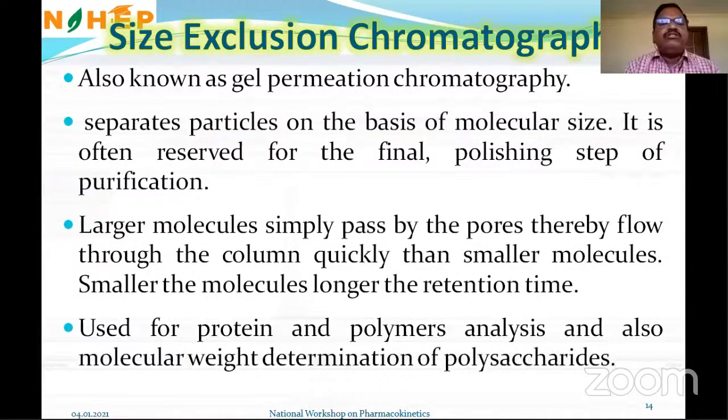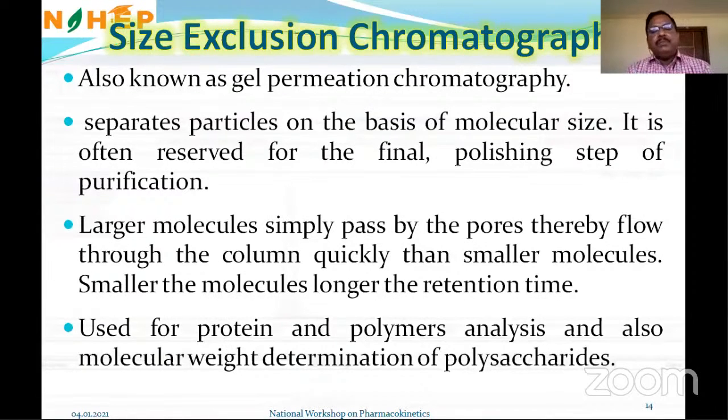So the next chromatography is size exclusion chromatography. It is also known as gel permeation chromatography. It separates particles on the basis of molecular size. It is often reserved for the final polishing step of purification.